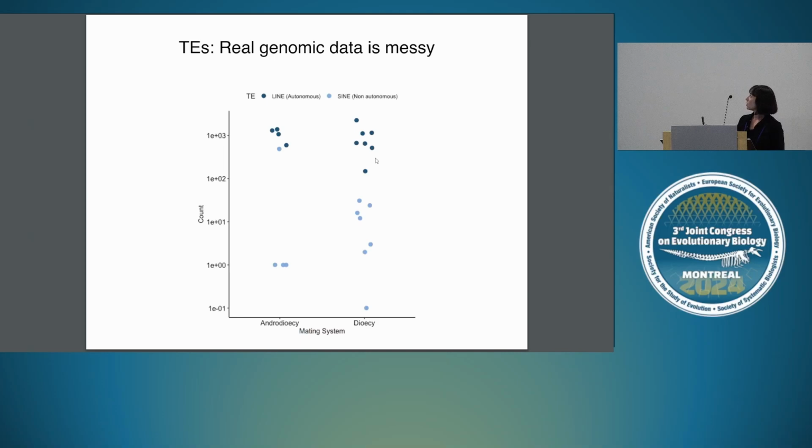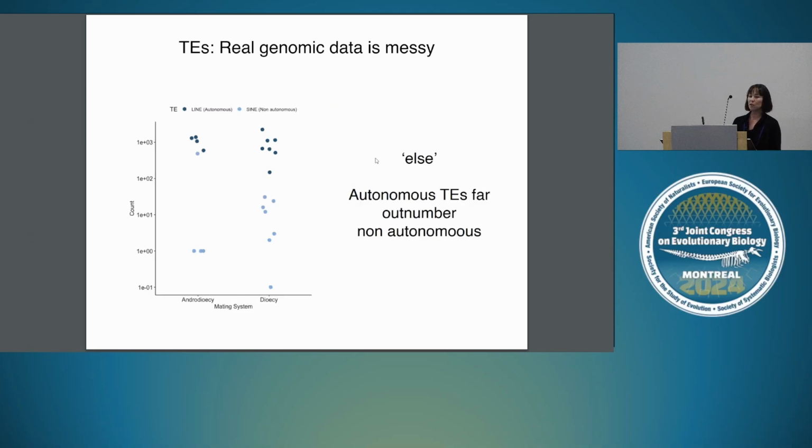The first set of autonomous and non-autonomous transposons that we looked at was LINEs and SINEs. LINEs are long interspersed elements. SINEs are short, so they're their mutated cousins. What we see across both the androdioecious and the dioecious worms is that the LINEs far outnumber the SINEs. This is across mating systems and across broad swaths of the phylogeny. So this gives us evidence for the else scenario. Autonomous TEs are far outnumbering the non-autonomous, and so we think that is our evidence.